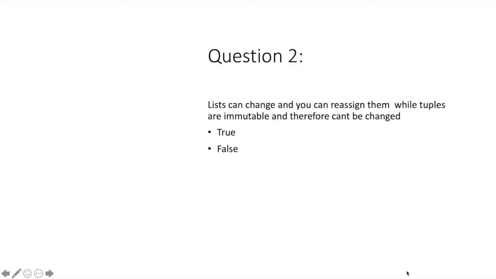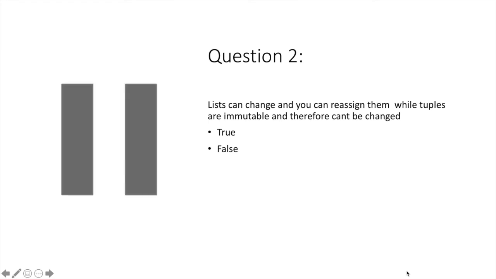Okay, question number 2. Lists can change and you can reassign them, while tuples are immutable and therefore can't be changed. Is that true or is that false? Pause this video, think about it, and unpause it when you're ready. And the correct answer is true. Because as we said before, tuples are immutable and they are constant.